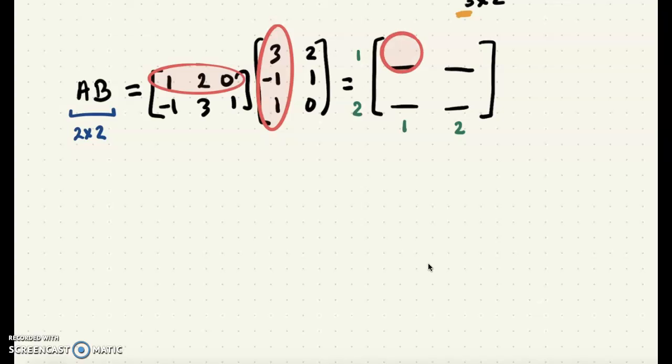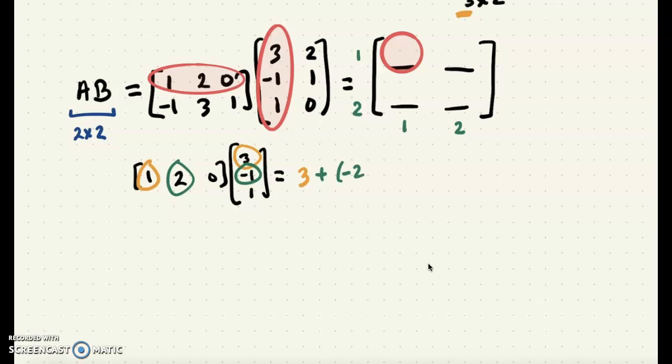So to do this dot product, we do 1, 2, 0 times 3, negative 1, 1. We're going to multiply 1 times 3. That'll give us 3. 2 times negative 1, so we add that. So plus negative 2, that's 2 times negative 1. Plus 0 times 1, so plus 0. So that's going to give us 3 minus 2, which is 1. So the first entry here is a 1.